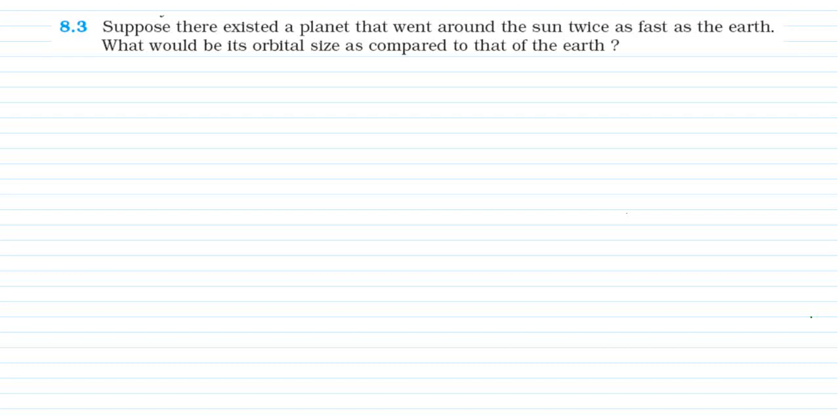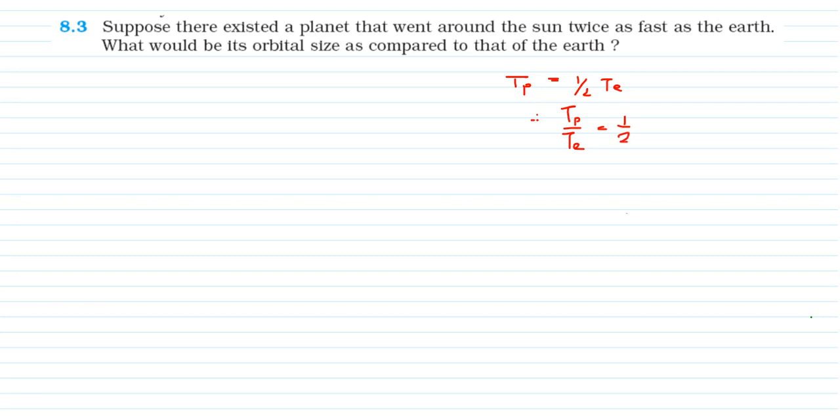Suppose there existed a planet that went around the sun twice as fast as the earth. That means it is moving twice as fast, right? That means you can say that the periodic time for that planet is half that of the periodic time of the earth. Therefore, Tp upon Te is considered as 1 by 2.